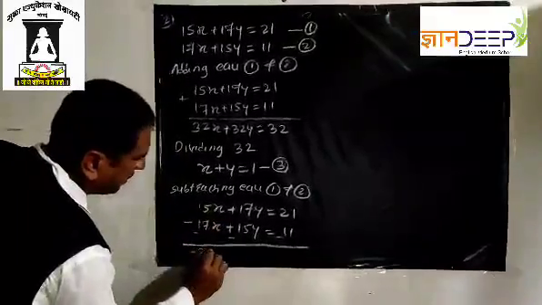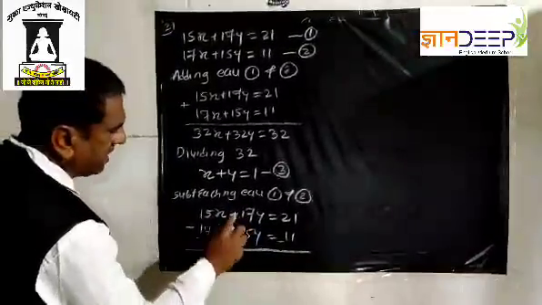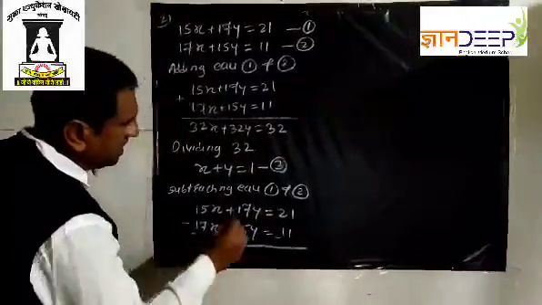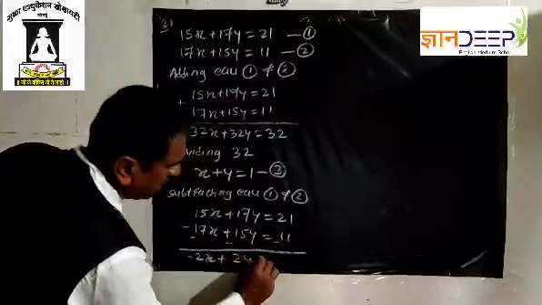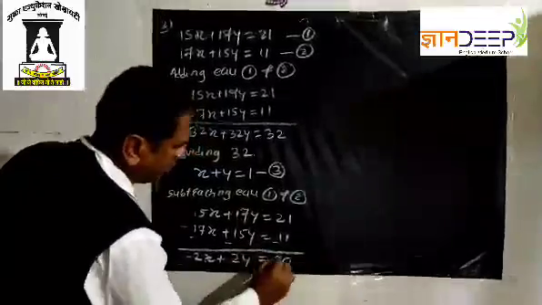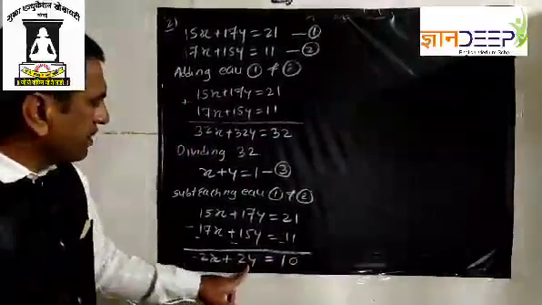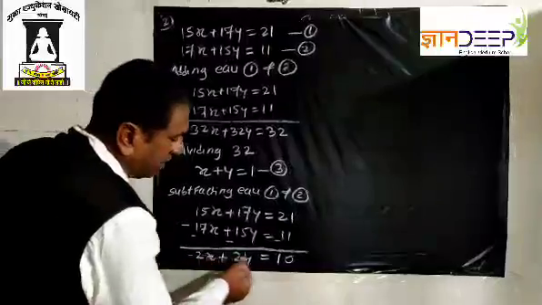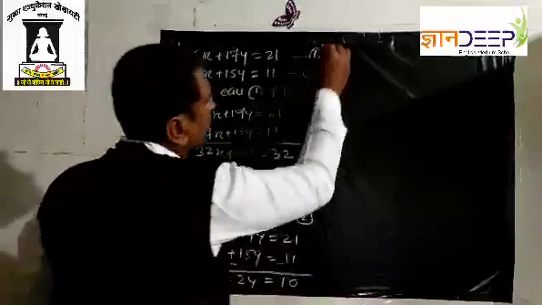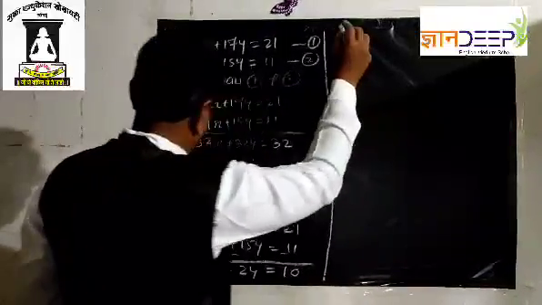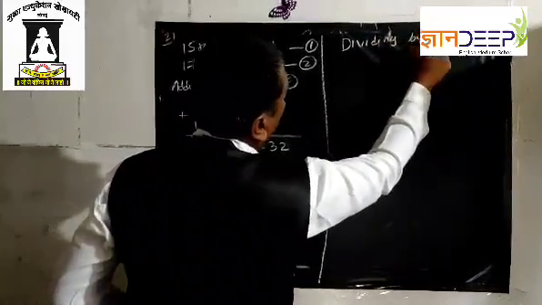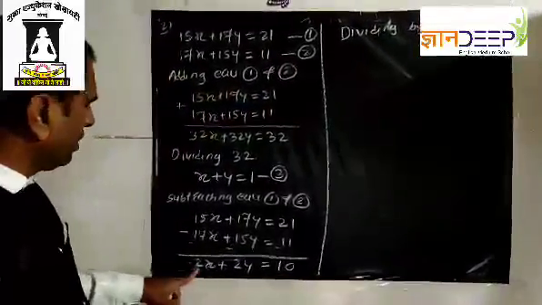17 minus 15, 2x. Then here again plus minus, minus. For the answer, take the bigger number's sign. 17 is the bigger number and has plus sign. 17 minus 15 is equal to 2y. Equal to, then 1 minus 1 is 0, 2 minus 1 is 1, so minus 2x plus 2y is equal to 10. Again we will find the simplest form of this equation. All these terms are divisible by 2, so dividing by 2.